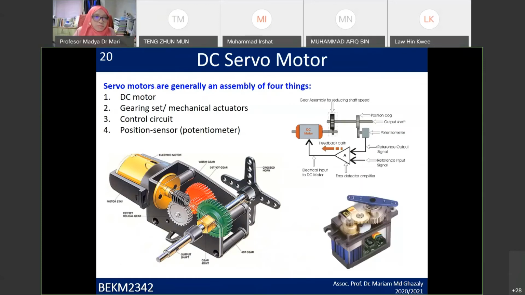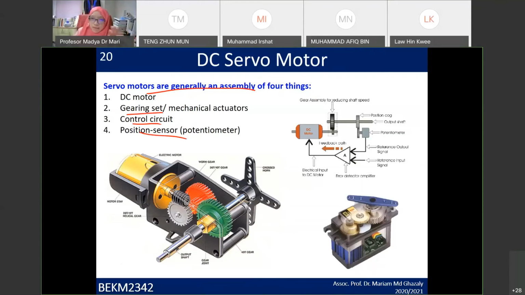For the DC motor, generally, if you see there, it consists of four things. The first one is the DC motor itself. Other than that, you have a gearing system also included inside, you have a control circuit, and then you have a sensor inside. So basically, it's actually two in one, or three in one.